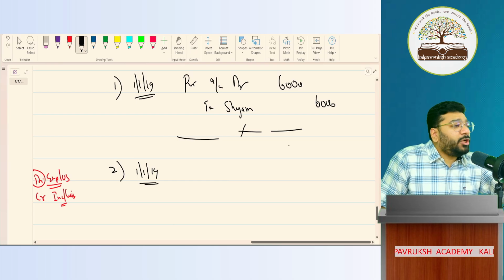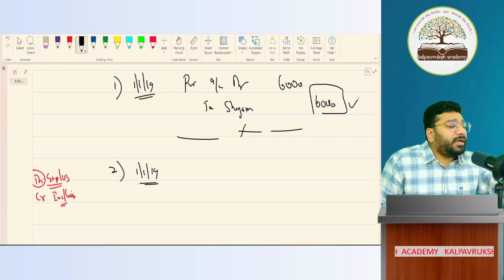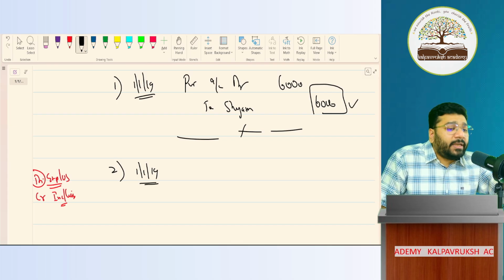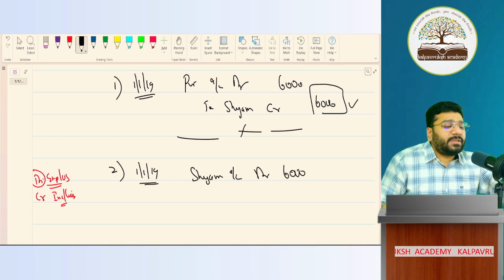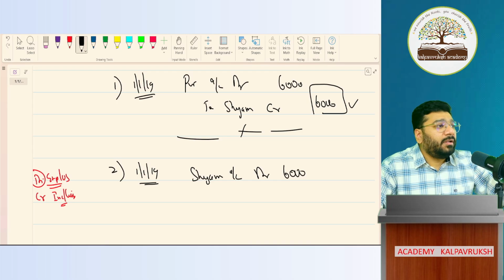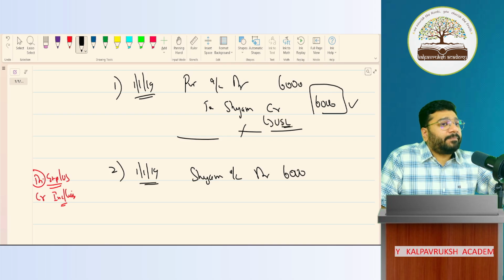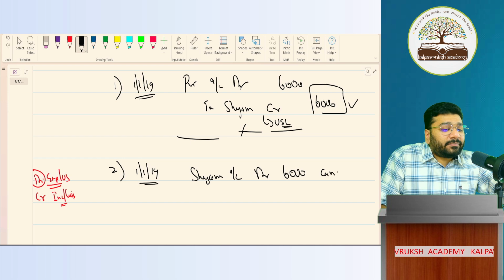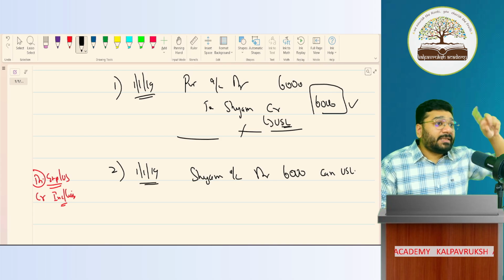So listen to me very carefully. In the previous transaction, how much liability have you created? 6,000 rupees. To create liability, you gave a credit. To cancel liability, give a debit. So Sham account debit. How much? 6,000 rupees. This is unsecured liability. Creation of unsecured liability. And here you cancelled unsecured liability.